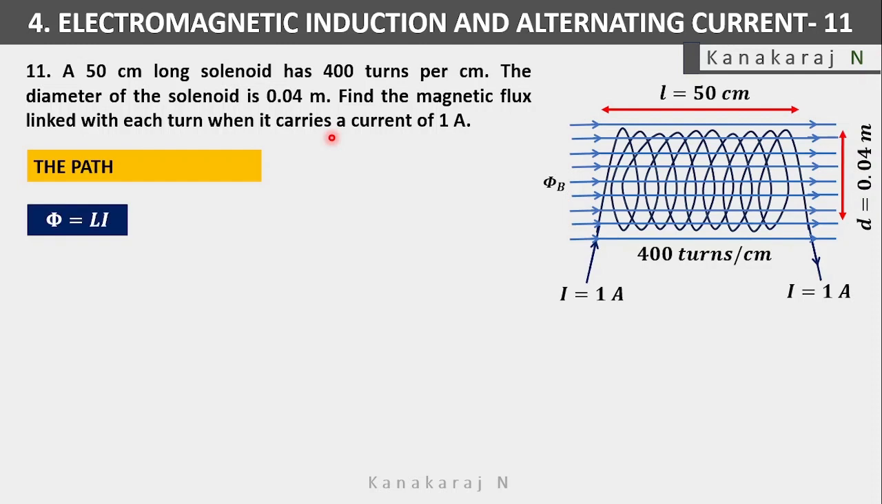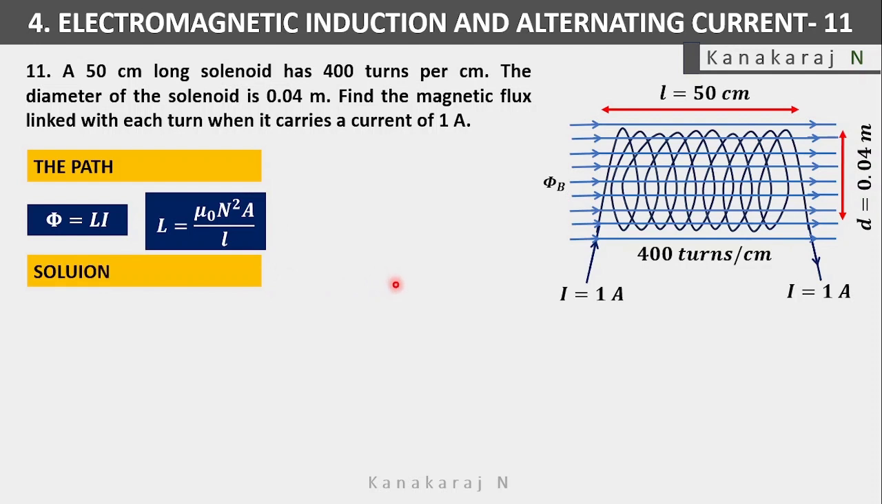The flux phi equals L times I. L is the self-inductance of the coil. I is the current flowing through the coil. What is L? The self-inductance. L equals, for an air core coil, mu naught N square A by l. Mu naught is the permeability of air, N is the number of turns of the coil, A is the area of cross section of the coil, and l is the length of the coil.